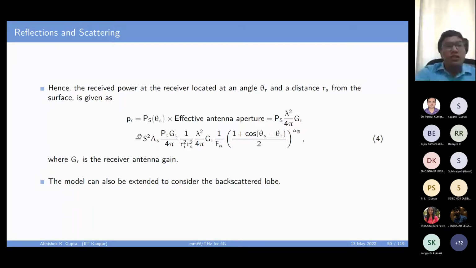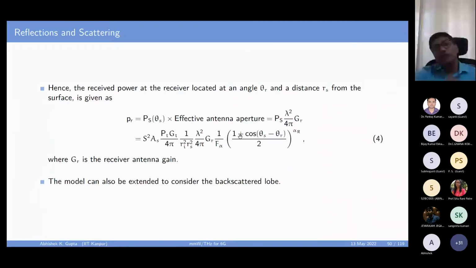This depends on the scattering coefficient S squared, the size of the scatterer, the transmit power and transmit gain, upon the distance between the transmitter and the scattering object, and the distance between the scattering object and the receiver. Lambda squared upon 4 pi is the effective antenna aperture at the receiver, which depends on lambda, the receive gain at the antenna, and then some normalization coefficient, and then this is a function of theta.